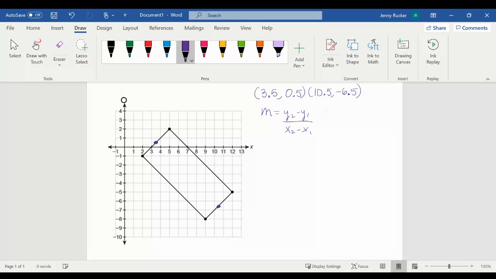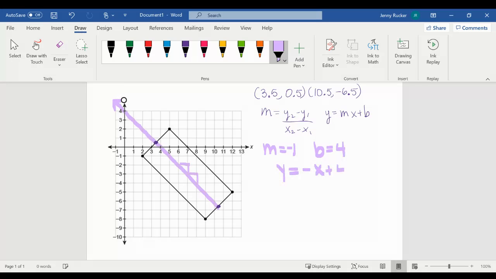minus x1. Then I could use y equals mx plus b to determine my b value or y-intercept. We can also do this graphically. So I will connect the points to draw in my line of reflection. And you can see that this line has a slope of -1. If I extend this line up using that slope of -1, I get to a y-intercept of 4. So my equation is y equals -x plus 4.